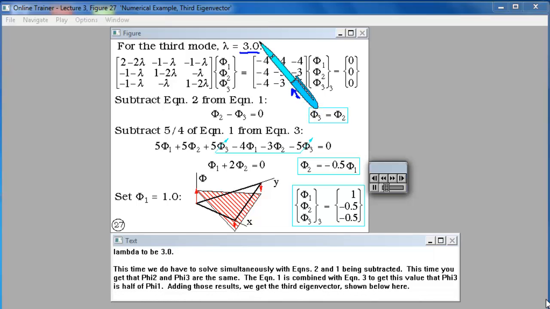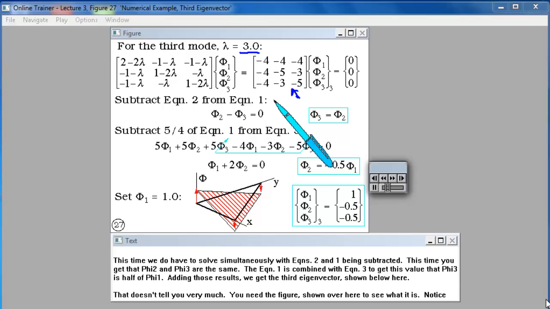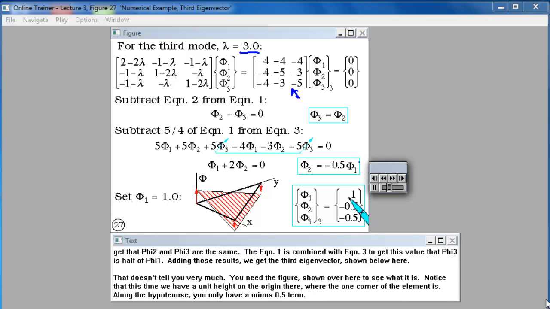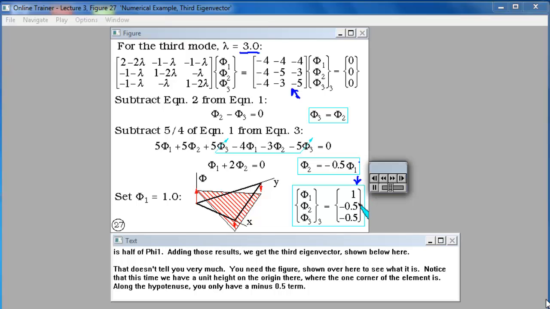This time we do have to solve simultaneously with equations 2 and 1 being subtracted, and this time you get that phi 3 and phi 2 are the same. Equation 1 is combined with equation 3 to get this value that phi 2 is half of phi 1. And adding those results, we get the third eigenvector shown below here. That doesn't tell you very much. You need the figure shown over here to see what it is.